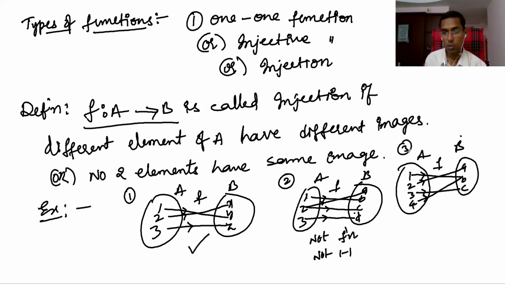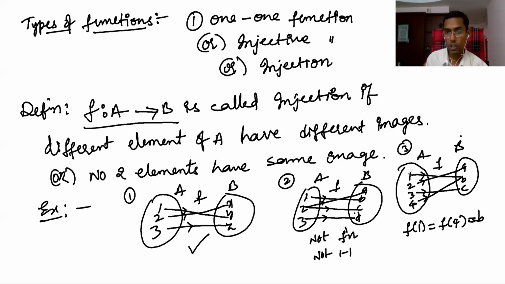Now the third one. If you see, four different elements are there, so here four elements must be there. Different elements should have different images. That means four different elements should have four different images. But here 1 and 4 have the same image. So f of 1 equals f of 4 equals b.